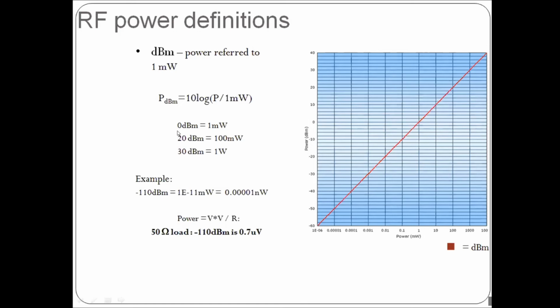1 milliwatt is 0 dBm transmitted, right? If you transmit 100 milliwatts, this would be 20 dBm. We can just substitute in this formula and we will get it. If it is 1 watt transmitted, it is 30 dBm.